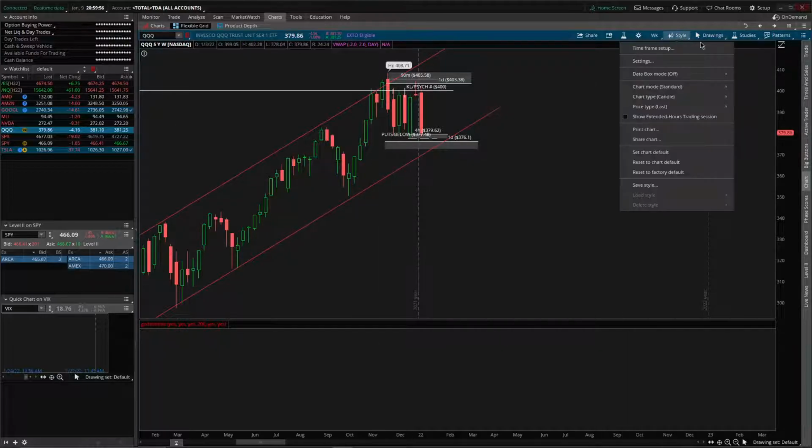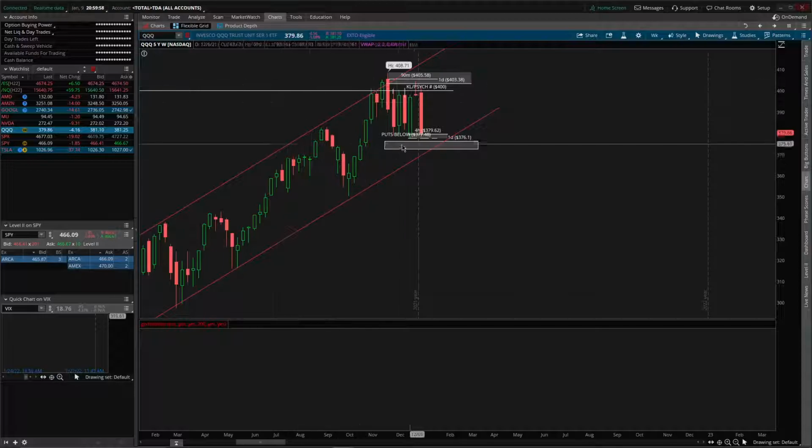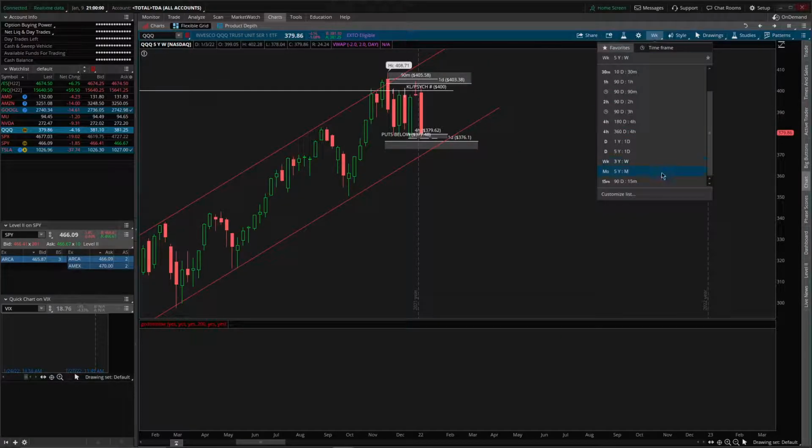So what you want to do is turn off your extended hours when you're charting out equities, and then work your way down. I rarely do monthlies, but I usually do weeklies, dailies, 4 hours, 3 hours, 2 hours, 90 minutes, 1 minute. That's usually the routine I take. I go from the highest time frame that I can to the lowest, just so I don't skip out on anything that is there in the chart.